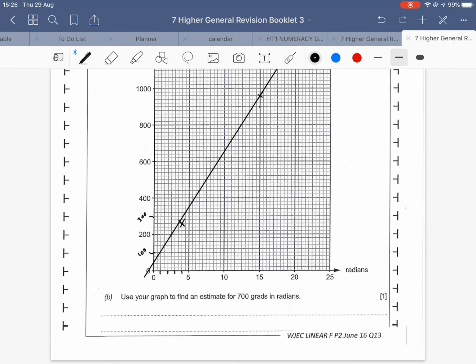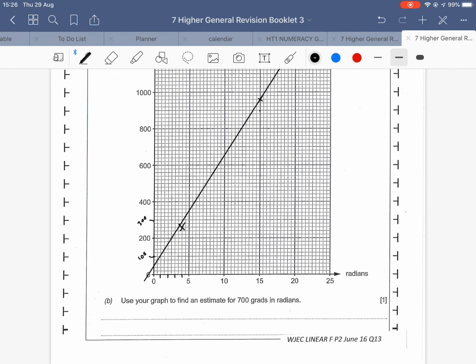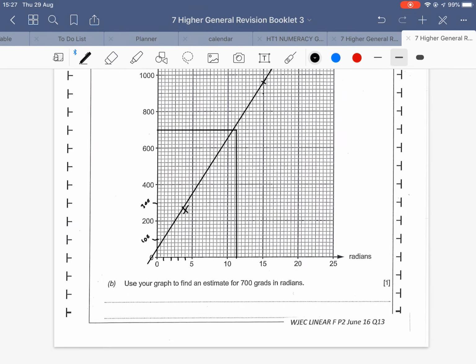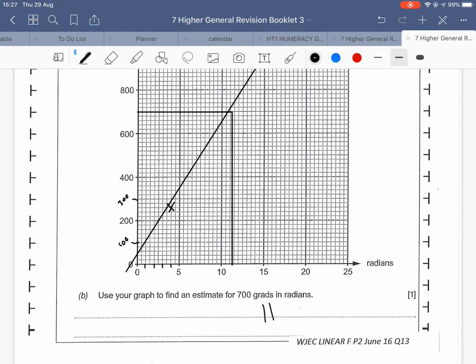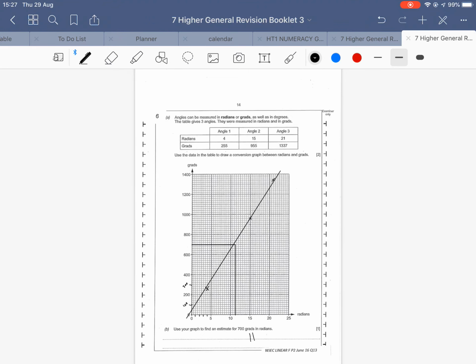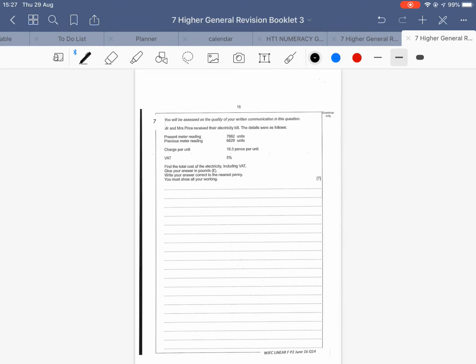Use your graph to find an estimate for 700 grads in radians. So I'm going to go across 700 and read down. I'm using my ruler. Across 700, read down, I'm going to say 11. If you had like 11.5, or if you had 10.5, that's fine. If you had 10, I don't know. No, I don't think you would have 10. I'd say 0.5 difference around 11.